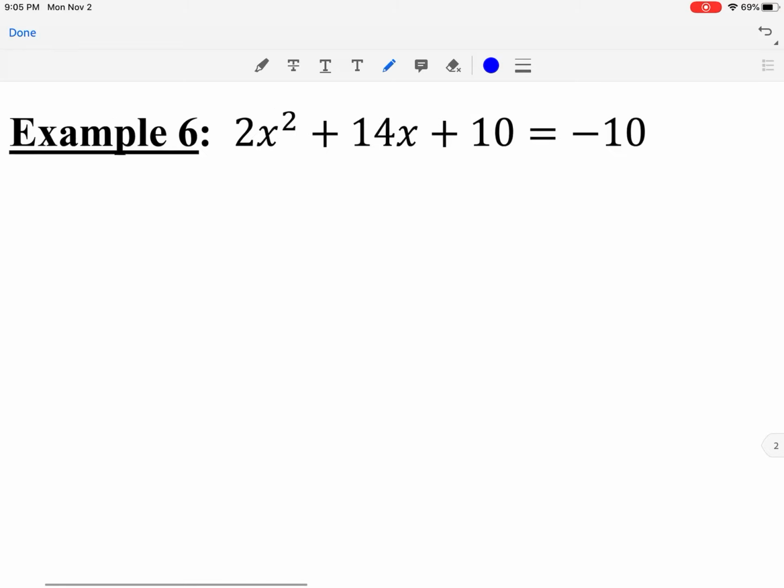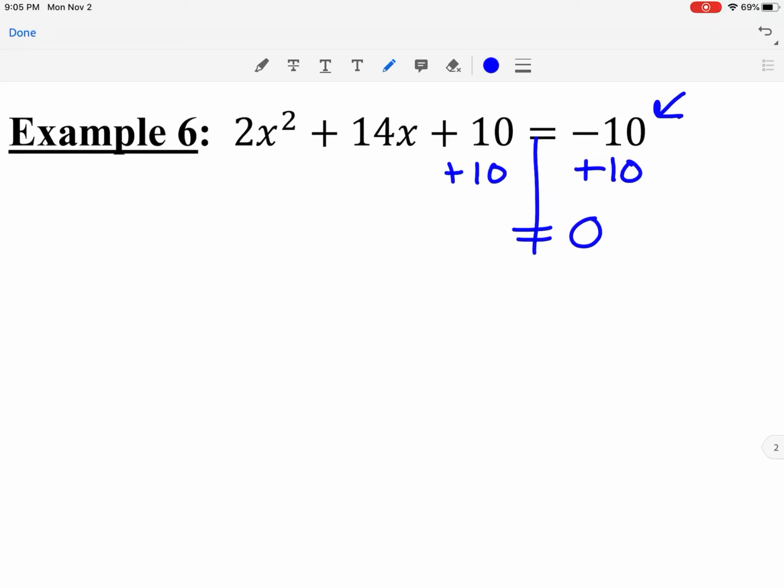For example 6, same thing again. Step 1, we need this equal to 0. My x squared term is already positive, so I'm going to leave all of this on that side and then move this guy. So we would get rid of negative 10, or make it equal to 0, by adding 10, but keep it balanced, so you have to do it to both sides. So this will go to 0, and now we have 2x squared plus 14x plus 20.